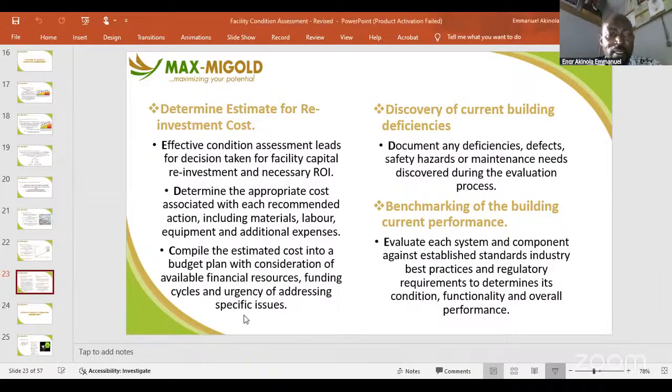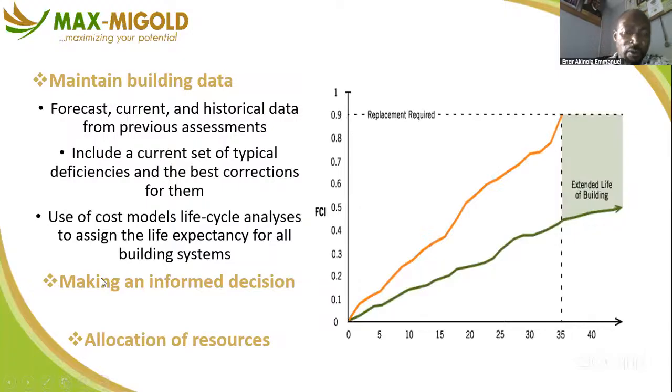So let me go back. This is where we ended before the transmission occurred. We said with our facility condition assessment, we gather a lot of data about the facility. And that data, we can maintain that data. With that data, we can make a lot of informed business decisions, economic value decisions, and financial decisions as far as that facility is concerned.